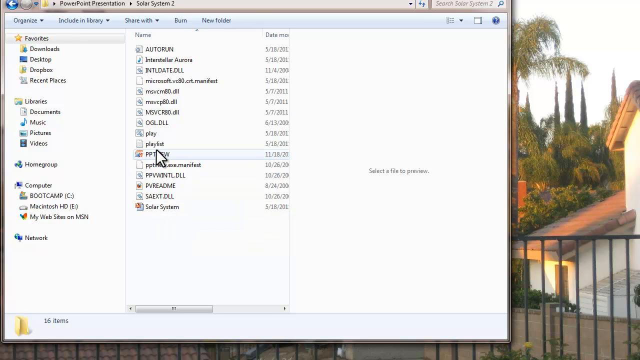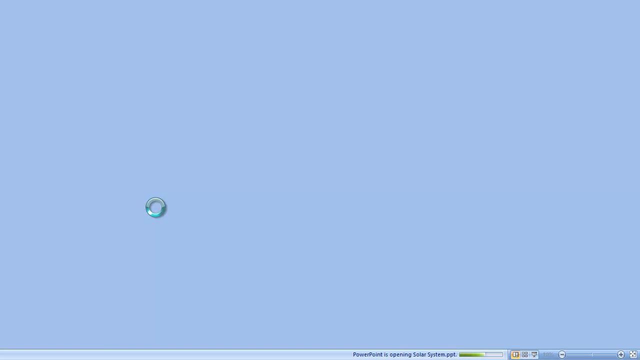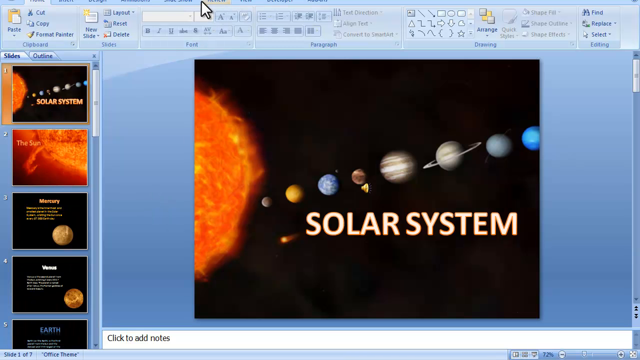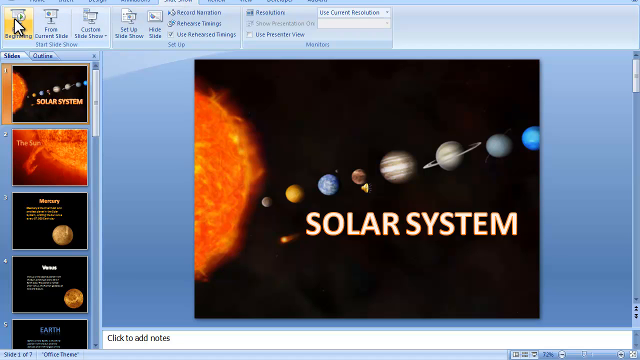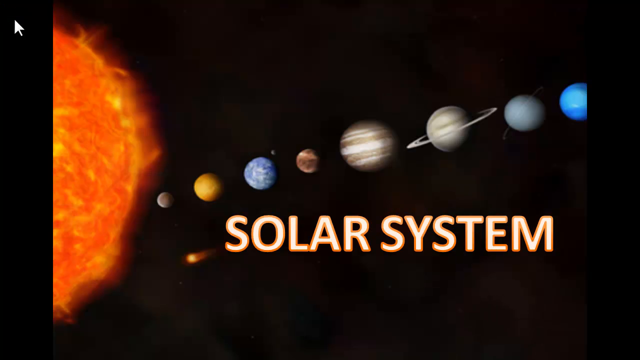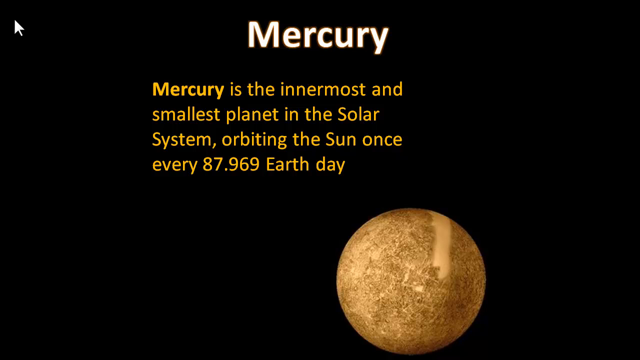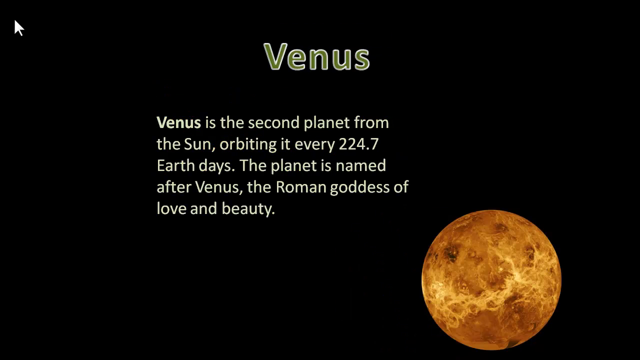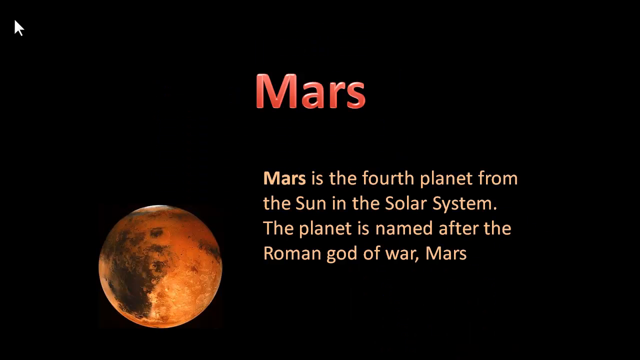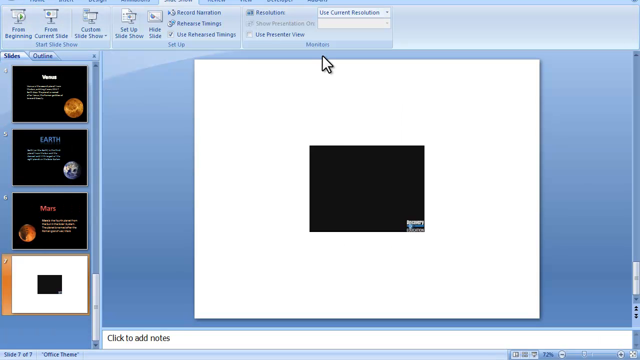Interestingly enough, there's also a PowerPoint viewer, which means this will play on a computer that doesn't even have PowerPoint. So let me come down to Solar System, open it up, either F5 or Slideshow, and from beginning. No icon. The music continues on through subsequent slides. And that's it. So that's how you do that in PowerPoint, and how to use Camtasia.